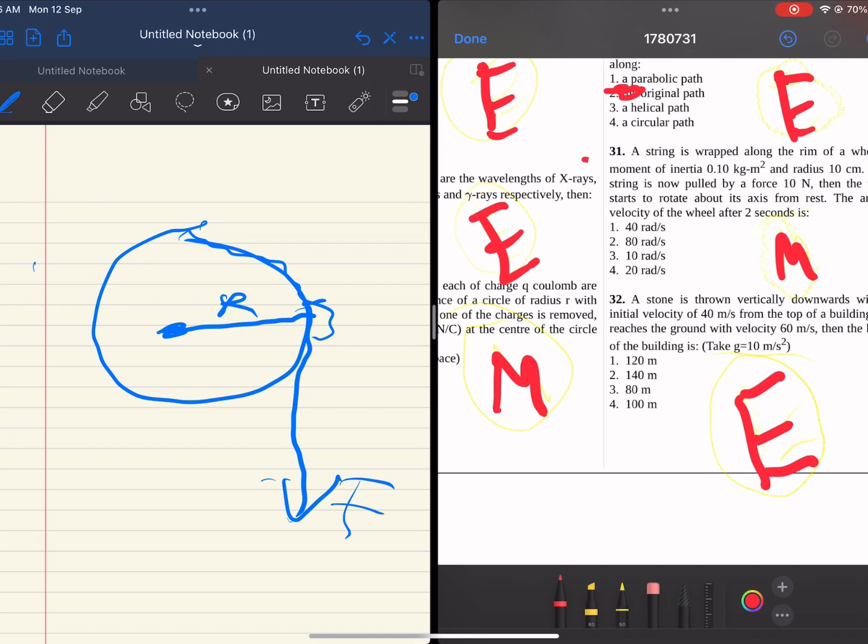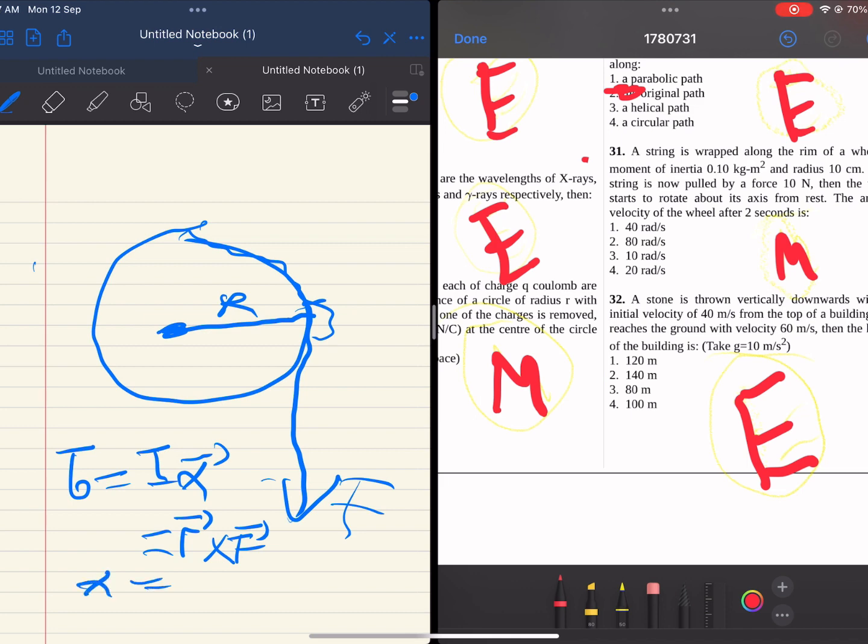So the moment of inertia of the wheel is given as 0.1. We know torque is equal to I alpha, which is equal to R cross F. So alpha, I get as RF by I, and R is given as 10 centimeter. I take it in SI units, so it's 0.1 meter into force, which is 10, divided by 0.1, which is the moment of inertia. So I get the angular acceleration as 10 radians per second square.